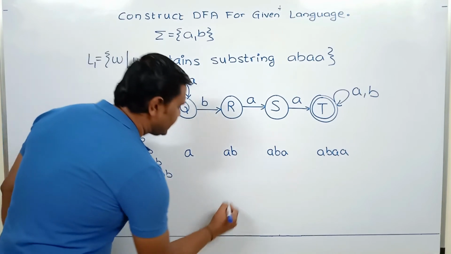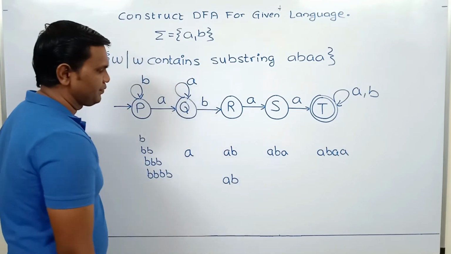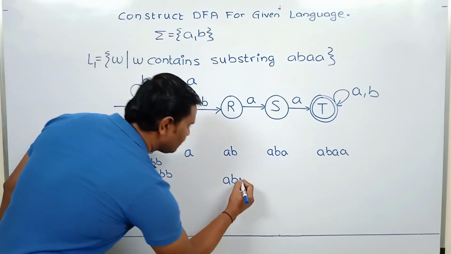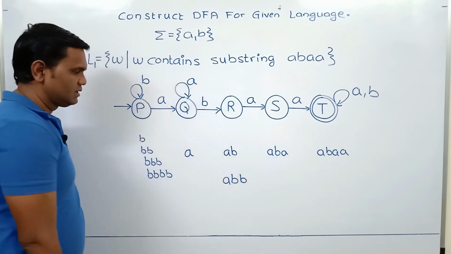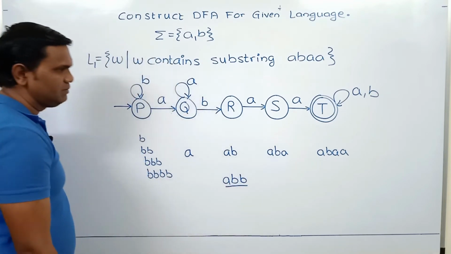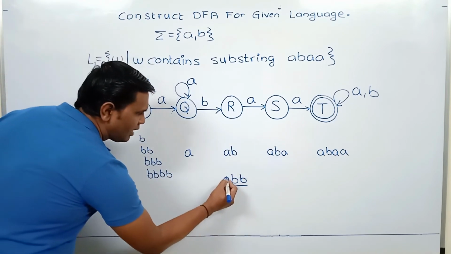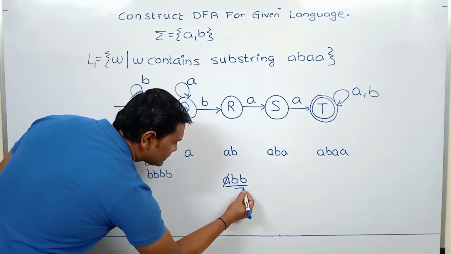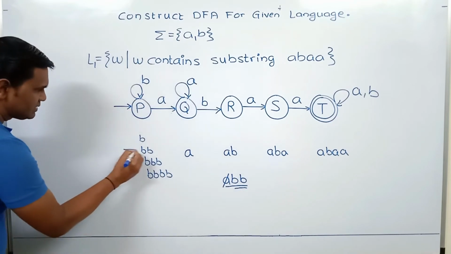Now the significance of state R is that the last two symbols are AB. If A comes, we go to state S. But if B comes, what to do? We use the same logic. First check, is there any state which remembers ABB? There is no such state. So we remove the leftmost symbol. Now check if there is any state which remembers BB. So it is this state.